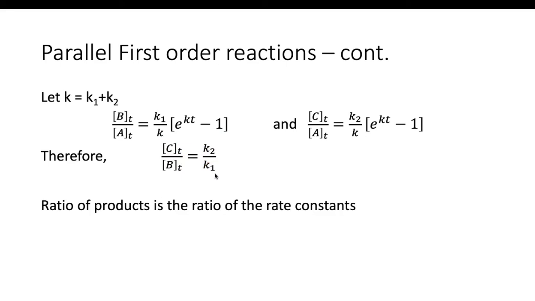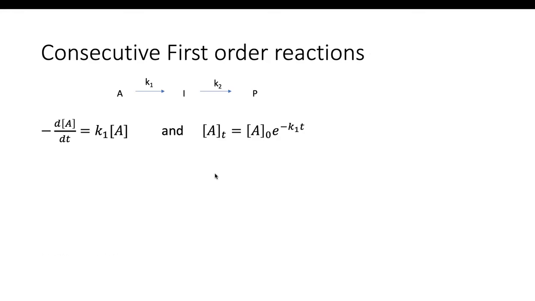All right, so let's look at a different mechanism. Let's look at consecutive first order reactions. So we're going to go from reactants to some intermediate to final product. So we evaluate our rate of disappearance of A. We write our rate law based on this mechanism. It's just K1A, so there's one first order reaction, so we're not competitive.